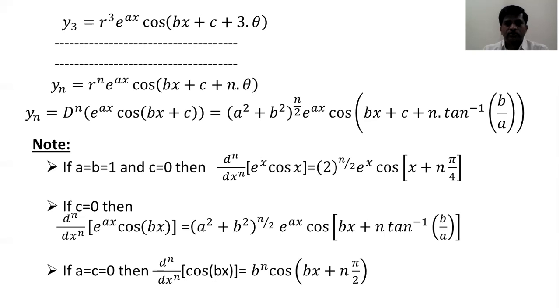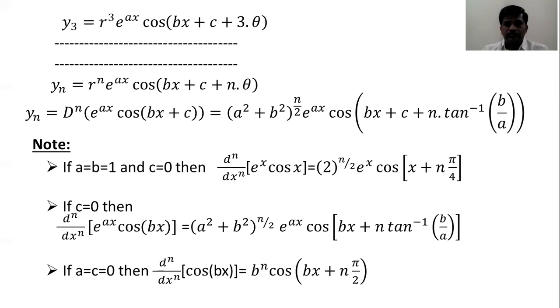Then yn, the nth derivative of e^(ax) into cos(bx plus c), is equal to, if you substitute r value, (a squared plus b squared) power n by 2 into e^(ax) into cos of (bx plus c plus n times theta value, tan inverse of b by a).